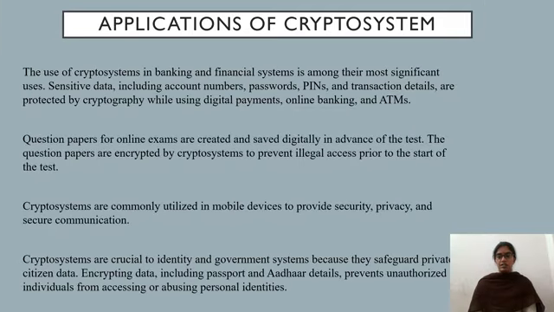Applications of crypto system. Crypto system is used in various fields like military, banking and financial sectors, online exams, mobile devices, government sectors, etc. The use of crypto system in banking and the financial system is among the most significant uses. Sensitive data including account numbers, passwords, PINs, and transaction details are protected by cryptography while using digital payments, online banks, and ATMs.